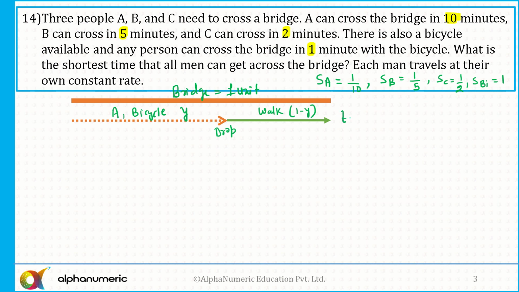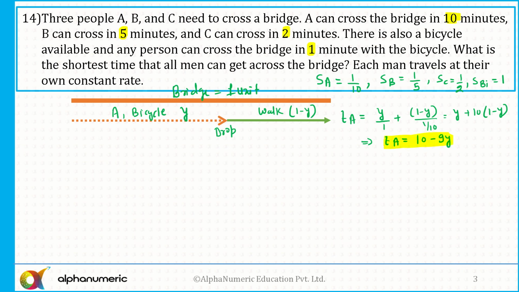So what is the time taken by A? Let's calculate. A has traveled the first part, which is Y units, with speed 1 on a bicycle, so Y by 1, plus the remaining distance A has walked, 1 minus Y, with speed 1 by 10, so 1 upon 10. Now, if I solve this, the equation is Y plus 10 into 1 minus Y. So the time taken by A comes out to be Y plus 10 minus 10Y, which is 10 minus 9Y. So this is the total time taken by A to reach the opposite point.